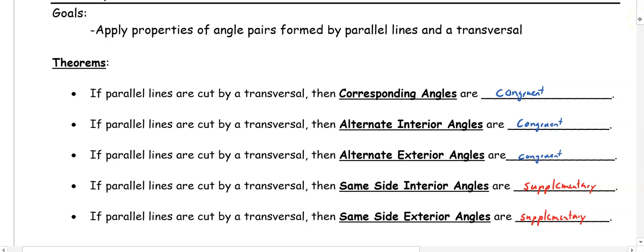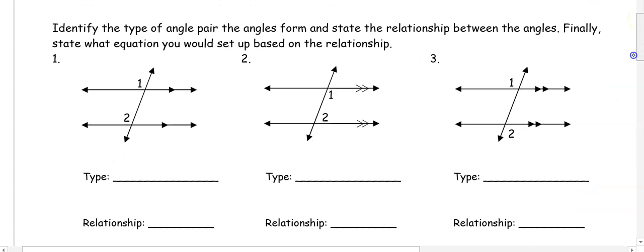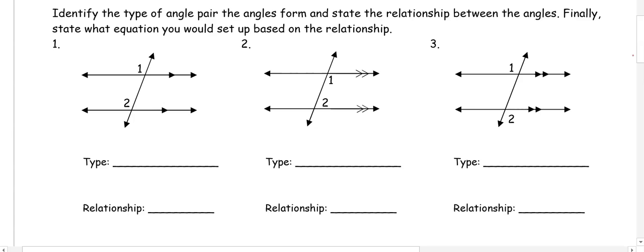So we are going to look at some angle pairs and we are just going to identify what type of angle they are and then what their relationship is. So are they congruent or are they supplementary? So in number one, we have two angles that are in the same position in their groups of four. So these are going to be corresponding angles, and corresponding angles are congruent.